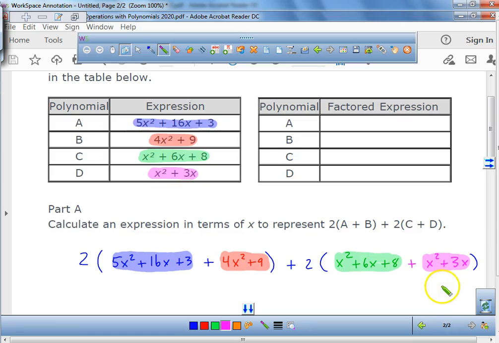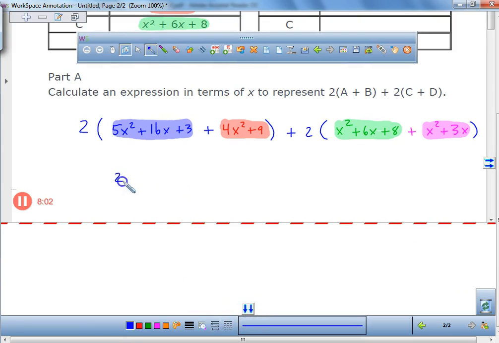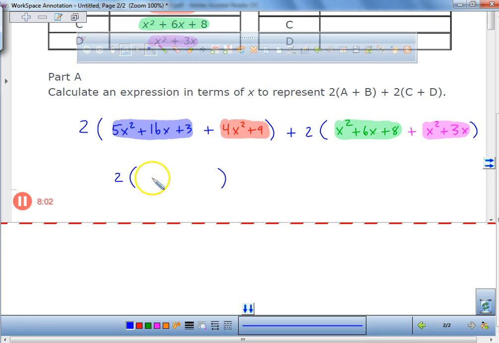Now, what I like to do before I multiply things by 2, I like to combine like terms. So can we just kind of get things combined to make it a little bit easier? Okay. So what is technically a plus b? Would you guys agree 5x squared and 4x squared is a total of 9x squared? And then we have what? We have a 16x, and then 3 plus 9 is a total of 12. So what does this right here represent? This represents what's called a plus b. Okay?